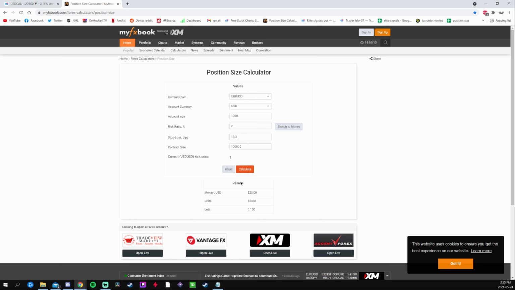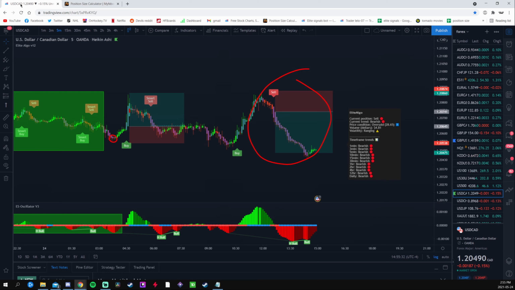Now I know in order to trade only 2% of my account on this trade, then what I want to do is I want to use a lot size of 0.150. Okay, guys? Very easy. And 2% of my $1,000 account is $20. All right, guys? So it's very simple, guys, to calculate your position size. It's not very hard. Google is your best friend to find them. They're very easy to find.